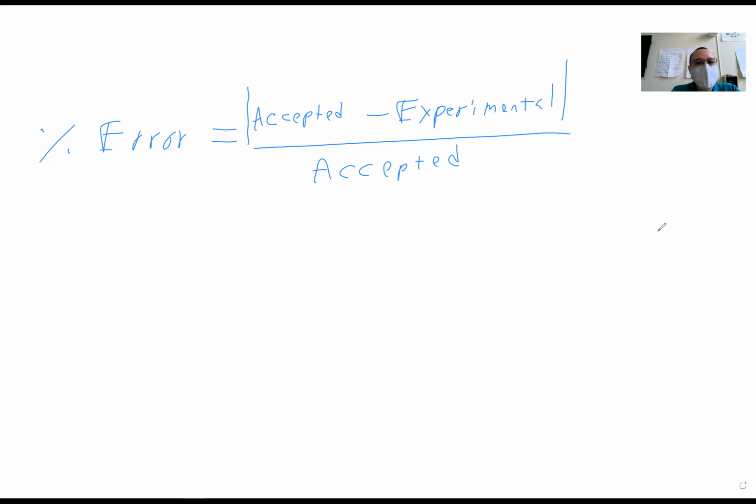Okay, so we're back at one of our percent error calculations. We remember that percent error is the absolute value of the accepted value minus the experimental value, all over the accepted value. So what's going on in this case? Our accepted value is 7.60 milliliters. That's our accepted value for the volume of this marble here.